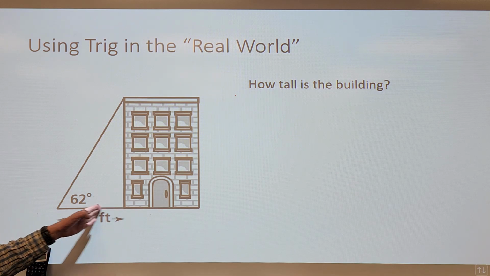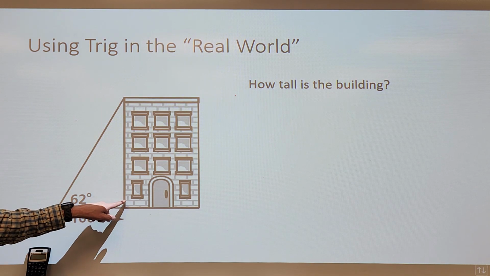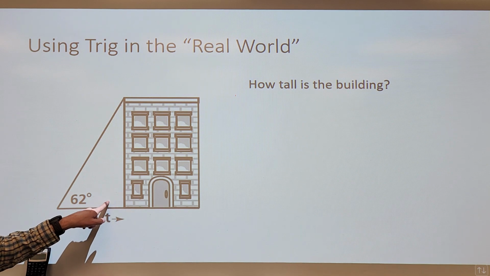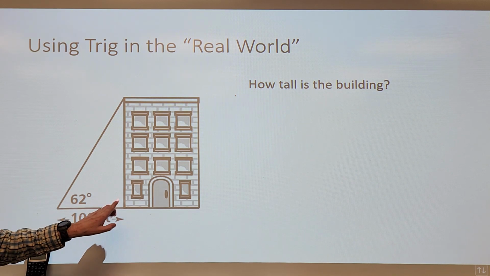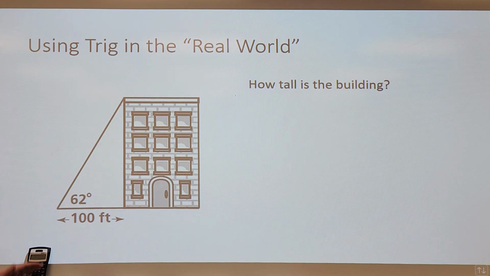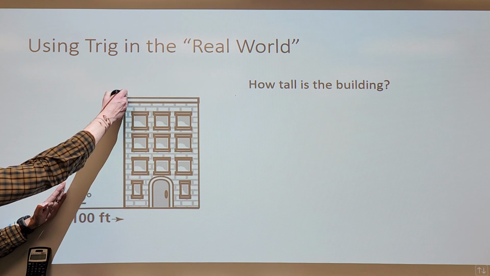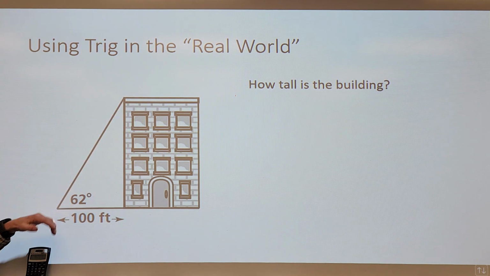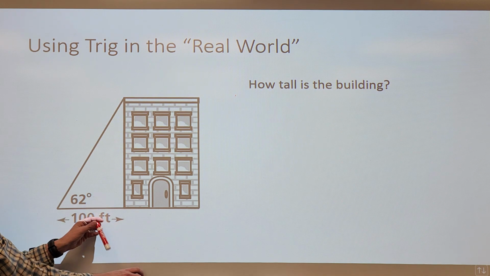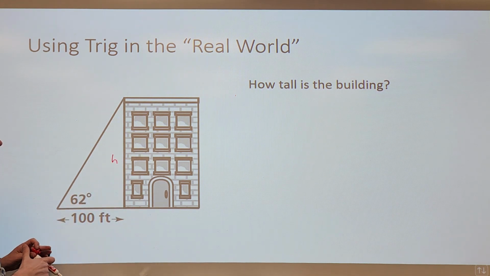And so if we're standing 100 feet away from the base of a building, and hopefully the building is straight up, so we are assuming that it's perpendicular to the ground, making a right angle over here. And if we're using a measuring device that shows a 62-degree angle of elevation as we look up to the top of the building, then we can use trigonometry, specifically the tangent ratio, to find the height of the building.